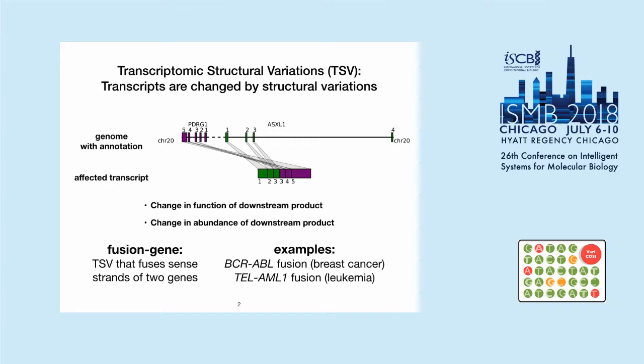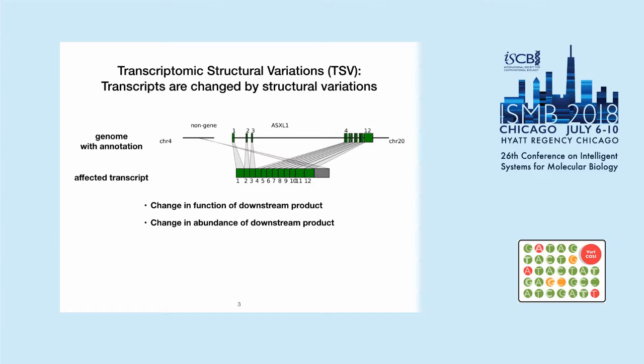For example, BCR-ABL fusion is a driver for breast cancer, and TEL-AML1 fusion for leukemia. However, a structural variation does not necessarily affect a pair of genes. It can bring together, for example, a part of a gene with a previously non-coding or non-transcribing region and create a fused transcript that incorporates that previously non-transcribing sequence.